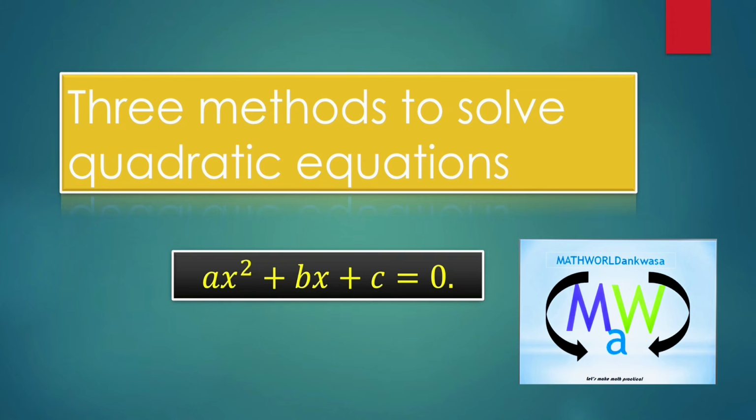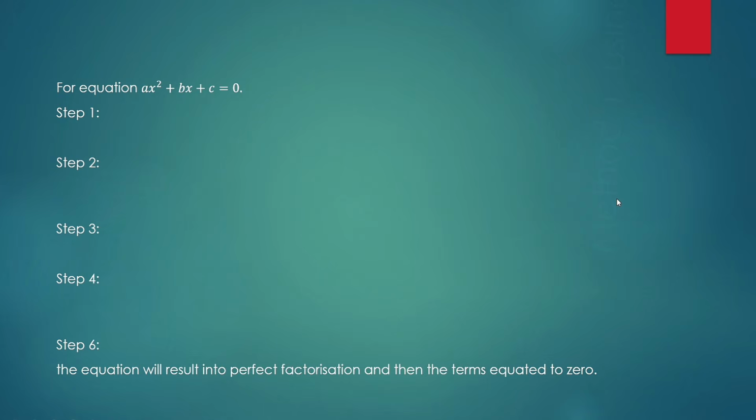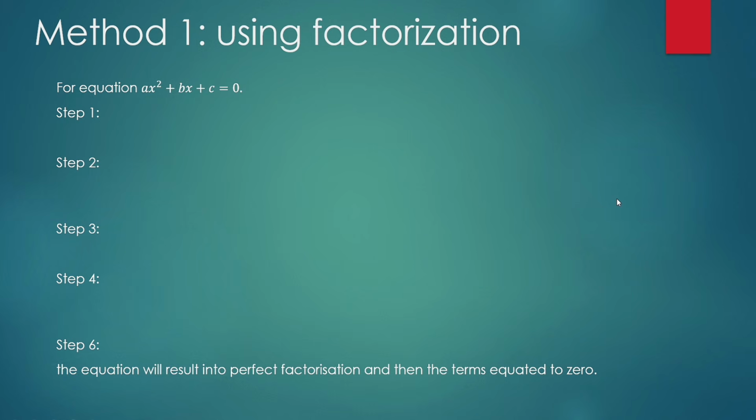In this video we are going to look at the three methods of solving a quadratic equation, of which you can see the quadratic format is ax squared plus bx plus c is equal to 0. So the next is, we shall say, method 1.